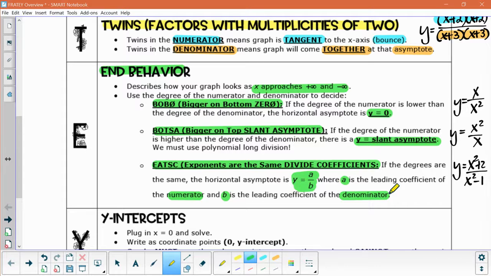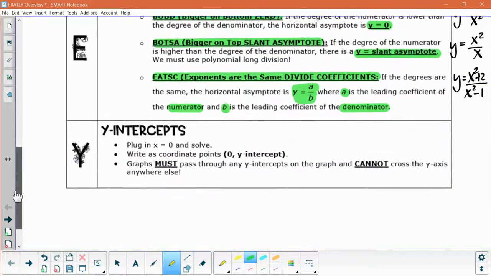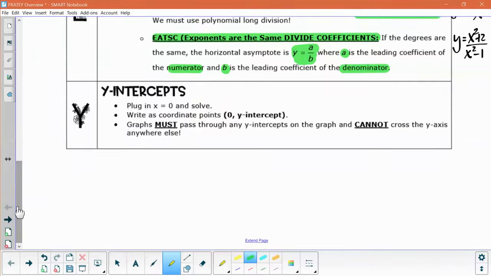For the first set of notes, you're really going to only be dealing with this FRATEY portion. For y-intercepts, something you should be very familiar with, all we're going to do is plug in x equals 0 everywhere we have x in the equation. It's going to create a coordinate point 0, y, and graphs must pass through any y-intercepts. They cannot cross the y-axis anywhere else.